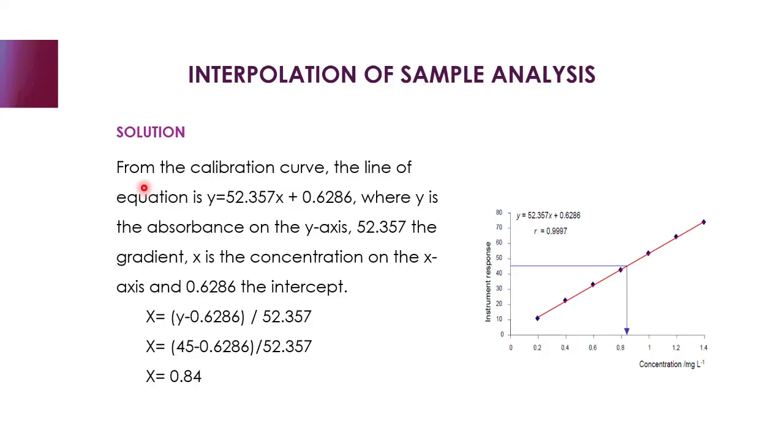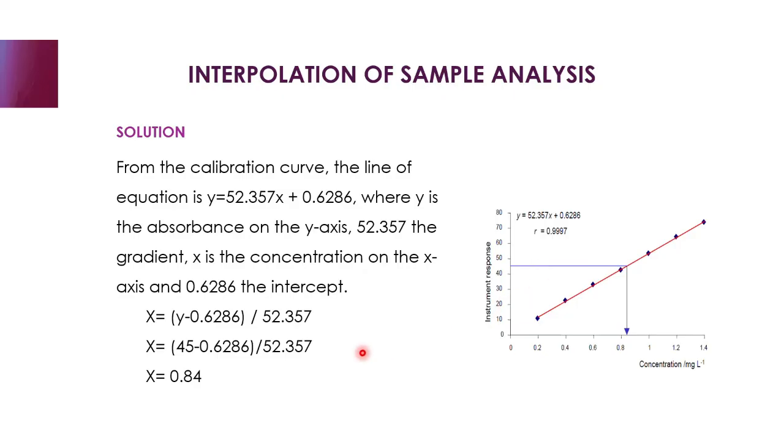So first of all, what we have to notice is that from the calibration curve, the line of equation is giving us y equals 52.357 S plus 0.6286, where y is the absorbance on the y-axis, 52.357 is the gradient or the slope of the graph, and S is the concentration on the S-axis, and 0.6286 is the intercept on the y-axis.